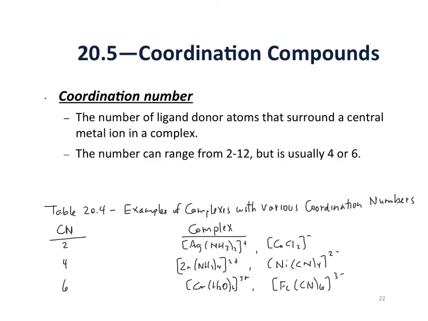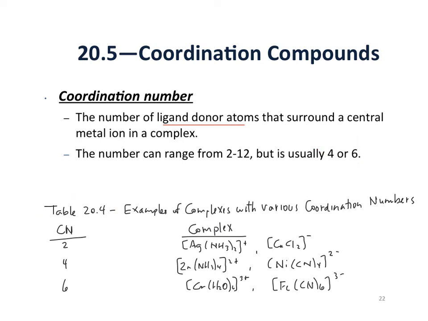One of the things we'll look at a lot in this chapter is the coordination number. We're going to define the coordination number very specifically. It's the number of ligand donor atoms that surround a central metal ion in a complex. Let me underline that. Ligand donor atoms. It's not the number of ligands necessarily. It's the number of ligand donor atoms. The number can range from 2 to 12. Very commonly it's going to be 4 or 6.